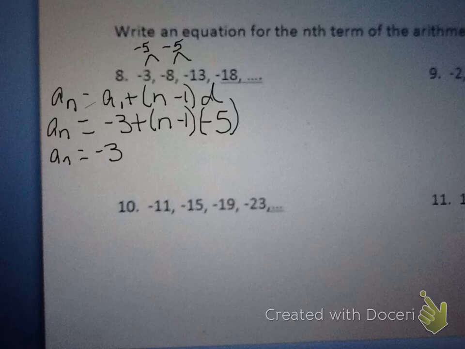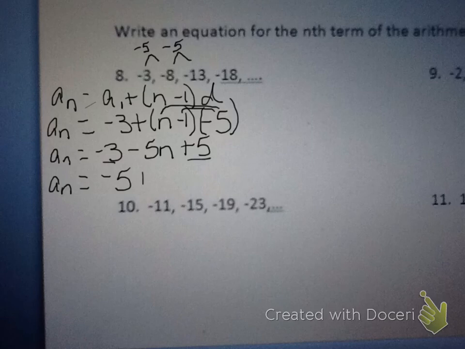Now we have to do the distributive property. Negative 5 times n is a negative 5n. And negative 5 times a negative 1 is a positive 5. So that's a sub n is equal to negative 5n plus 5 minus 3. Combine your like terms and get a sub n equals negative 5n plus 2. So that is your answer.